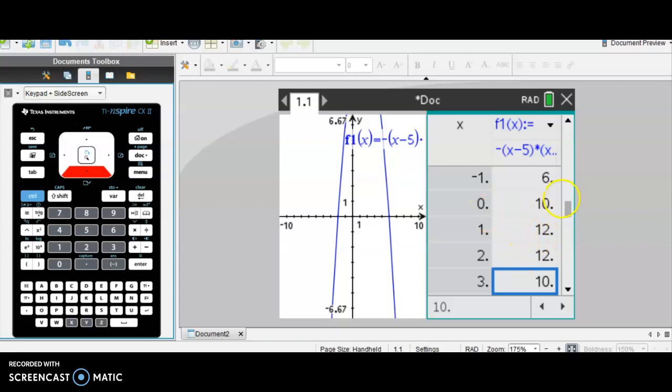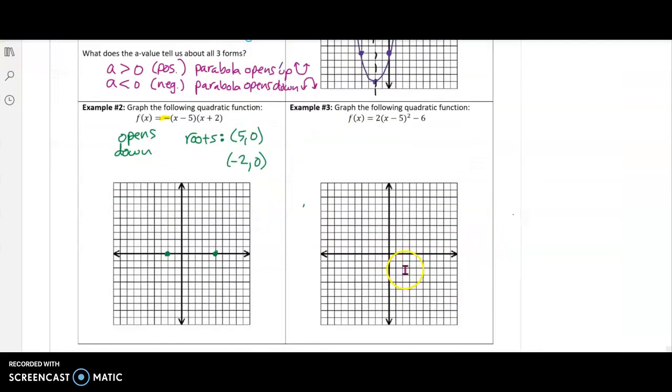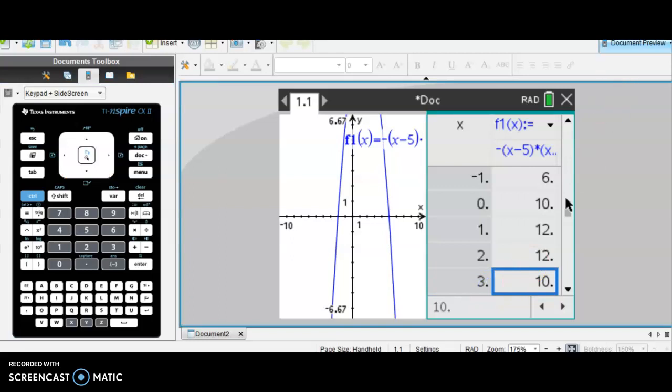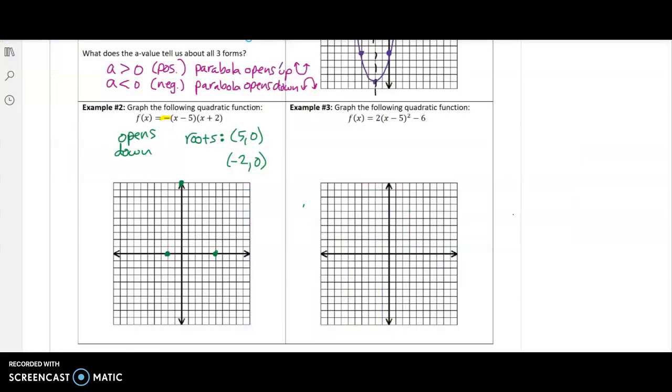So let's try 0, 10, which is our y-intercept. We're going to plot that. 0, 10. And what is the point on the other side, the matching point? The other point would be down here at 3, 10. Okay, so I can plot that as well at 3, 10.